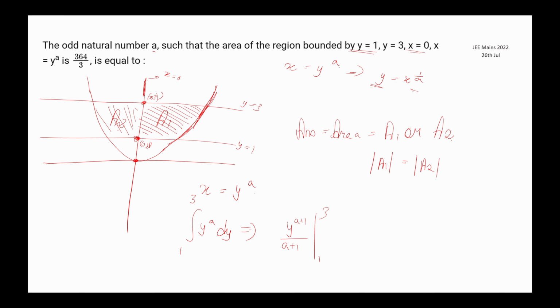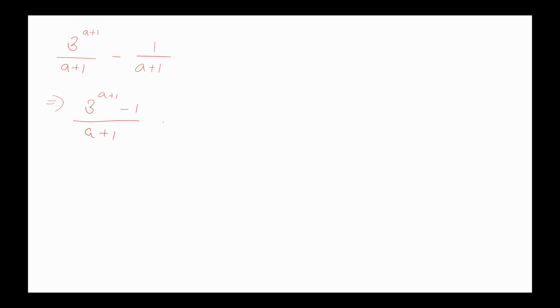Let us take this to the next page. Here we would have 3 to the power a plus 1 upon a plus 1 minus 1 to the power a plus 1, so it would be 1 upon a plus 1. So here we have 3 to the power a plus 1 minus 1 upon a plus 1. Now what have they told us? That this area value is equal to 364 by 3.